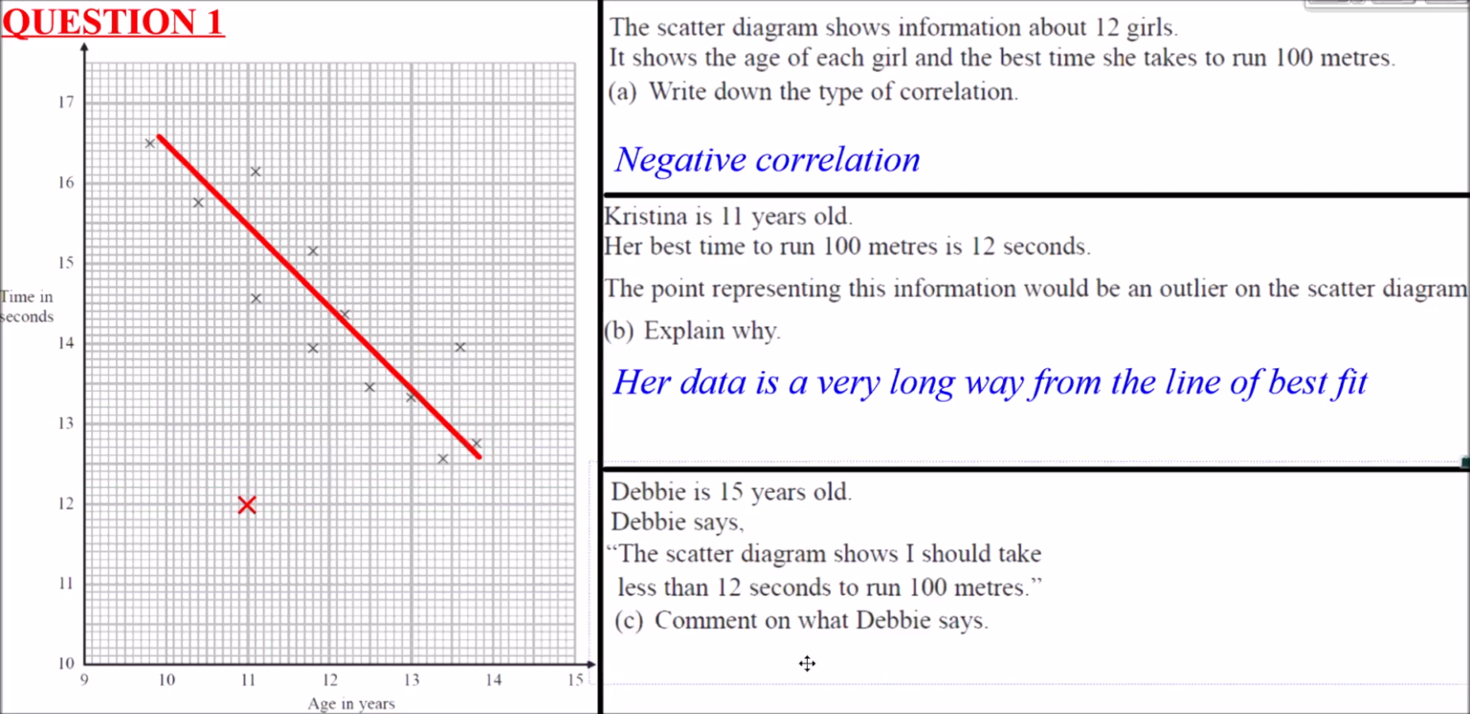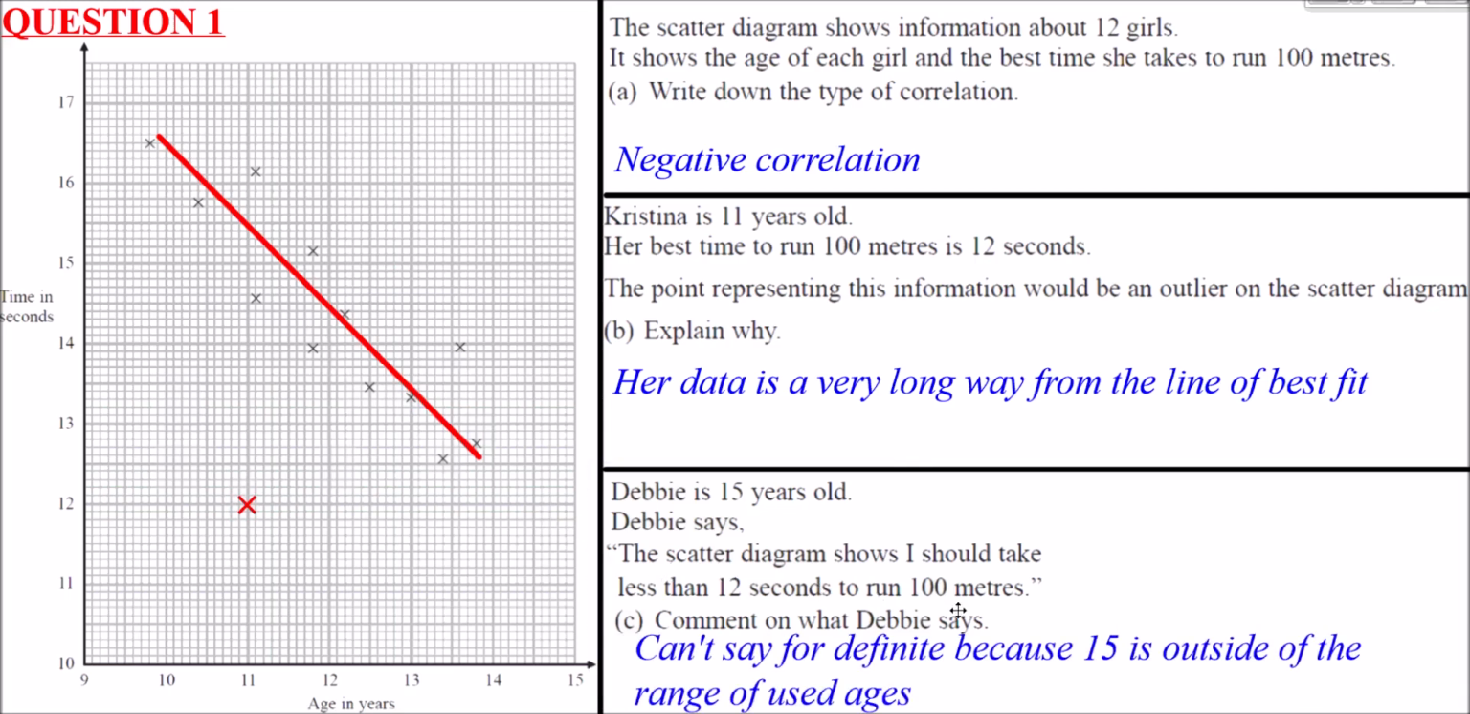Put simply, I'd consider saying something like this. We can't say for definite what Debbie should or should not be running because 15 is outside of the range of used ages. The oldest person here was 13 years and maybe 8 months, look. No one was 14 years or older.